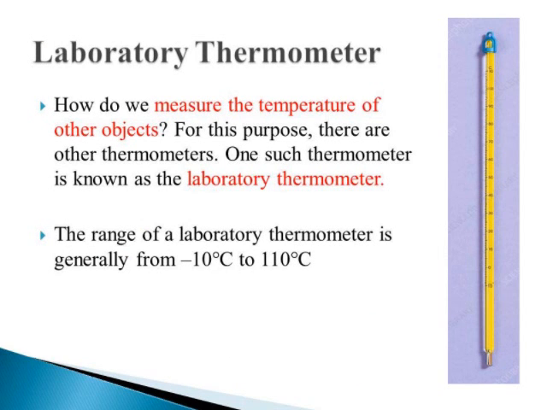Laboratory thermometer. How do we measure the temperature of other objects? For this purpose, there are other thermometers. One such thermometer is known as laboratory thermometer. The range of a laboratory thermometer is generally from -10 degrees Celsius to 110 degrees Celsius.